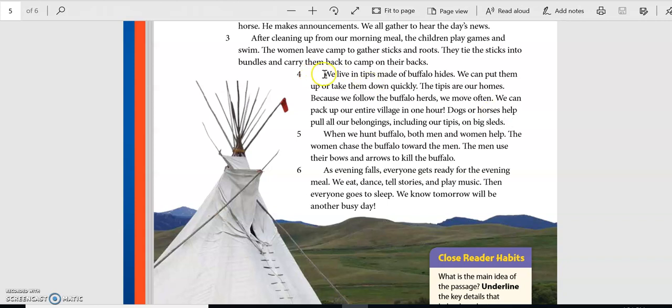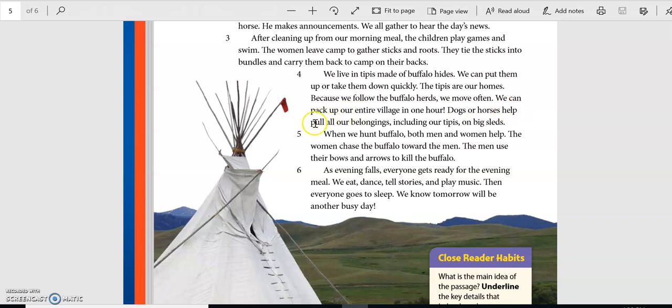All right, we're at paragraph 4. "We live in teepees made of buffalo hides. We can put them up or take them down quickly." That sounds like one reason why they like using buffalo, to put them up and take them down quickly. "The teepees are our homes. Because we follow the buffalo herds, we move often. We can pack up our entire village in 1 hour." So it sounds like the buffalo hides make it easy to pack up within 1 hour. And it seems like they move often.